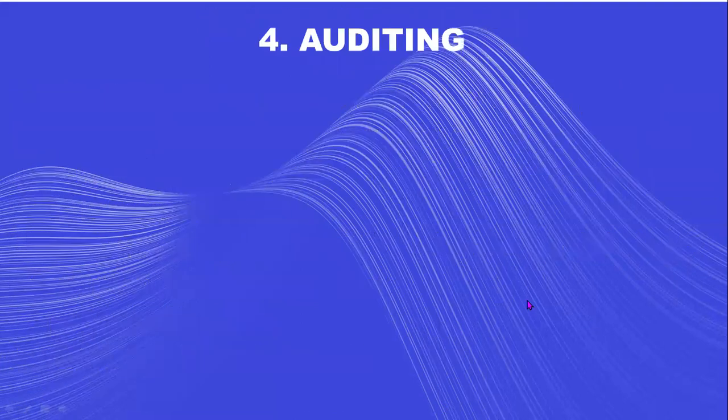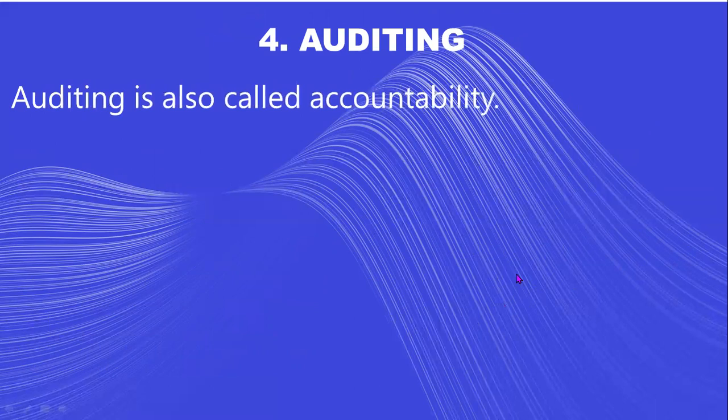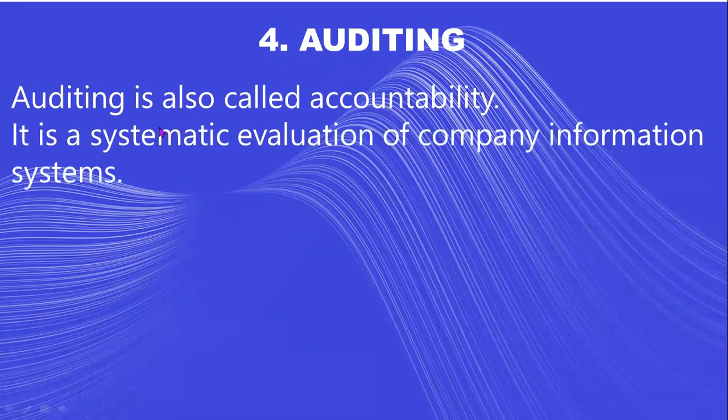And the 4th security implementation is auditing. In general, what does auditing mean? Whatever changes we made on the application will be stored. This is also called accountability. Why is it called accountability? It is a systematic evaluation of company information systems.